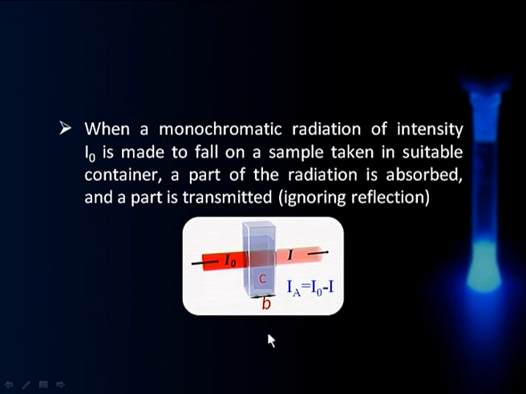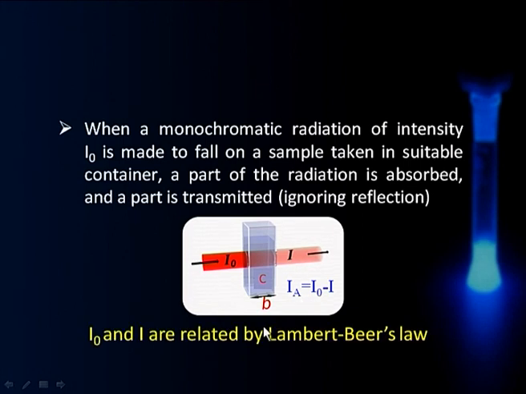Okay. So, now going further, essentially what we need is that this I naught and I are related by Lambert-Beer's law, because to know I A, I need to know how to simplify from I naught and I, and for that to be done, I need to have a look at the Lambert-Beer's laws. Let us see what are these two laws.